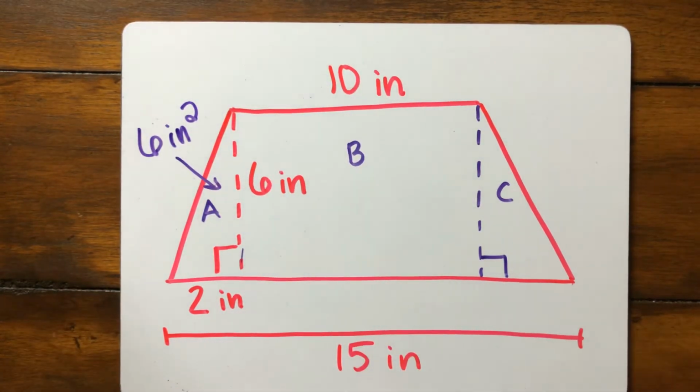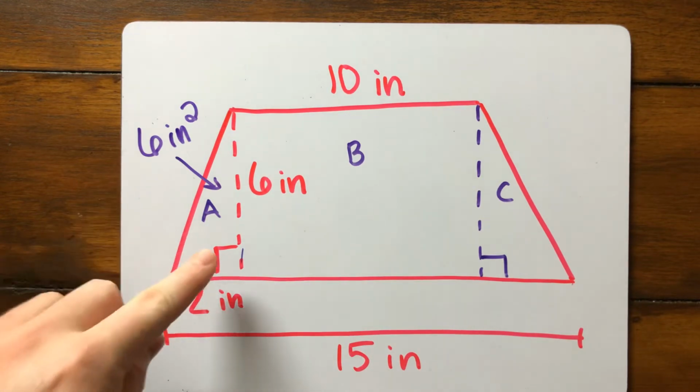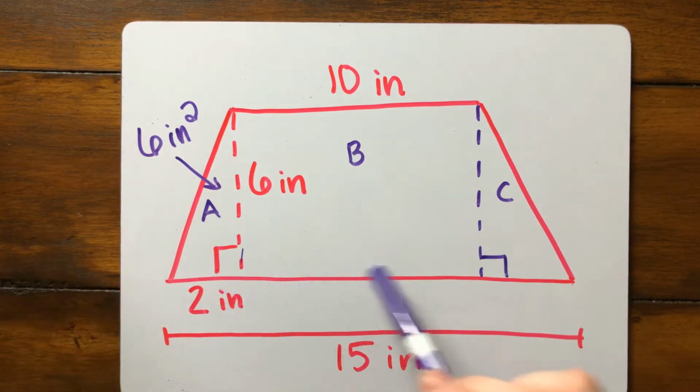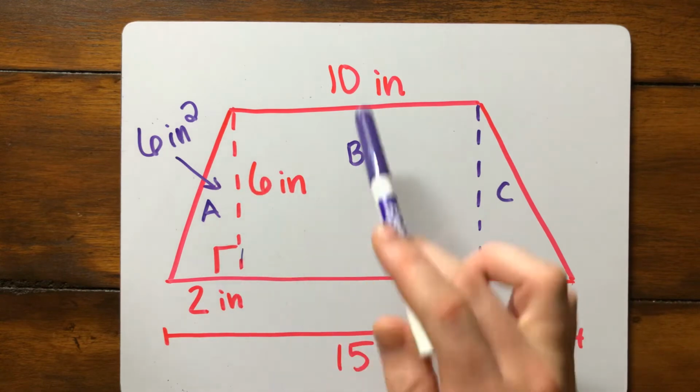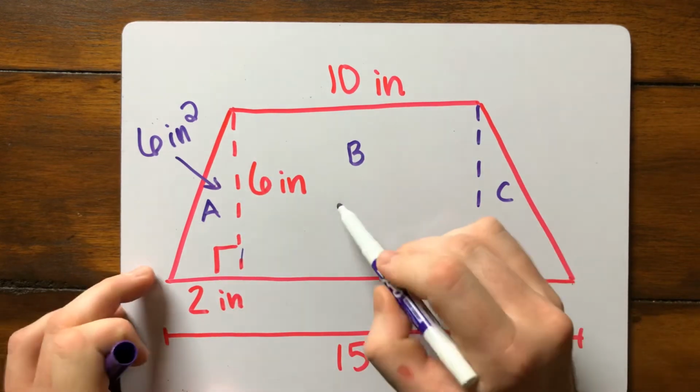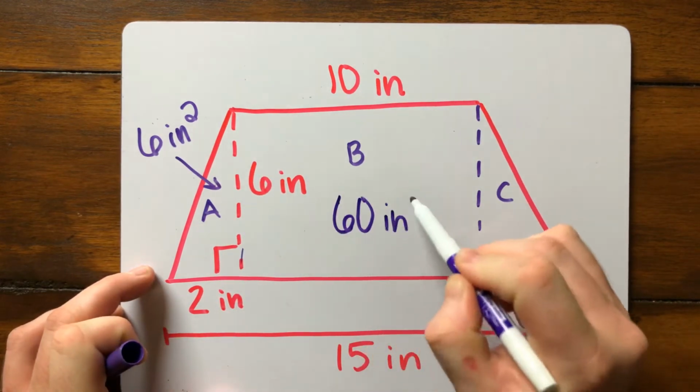Now, I think a lot of you are getting confused because you only need to divide by 2 when you have triangles. If you're dealing with a rectangle like this, you do not need to divide by 2. All the rectangle is length times width. So 10 times 6, we get 60 inches squared.